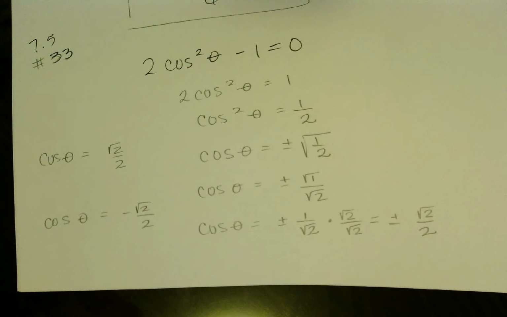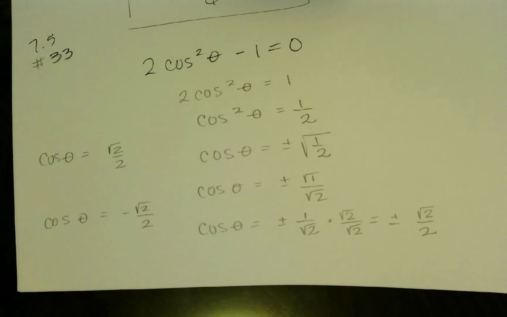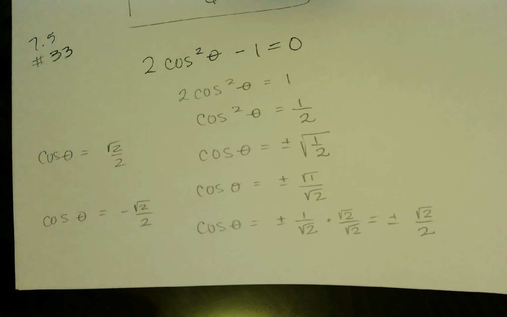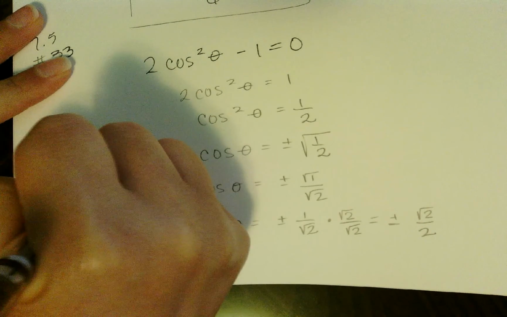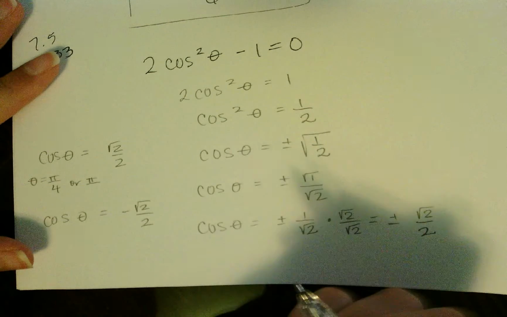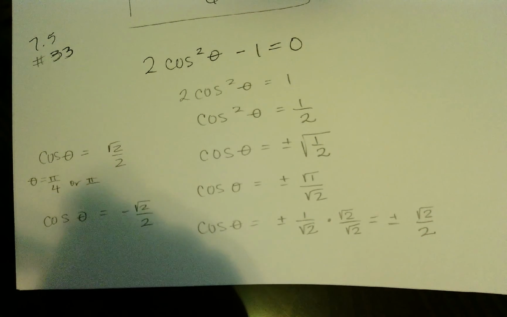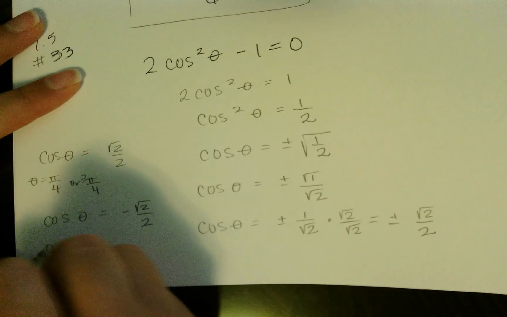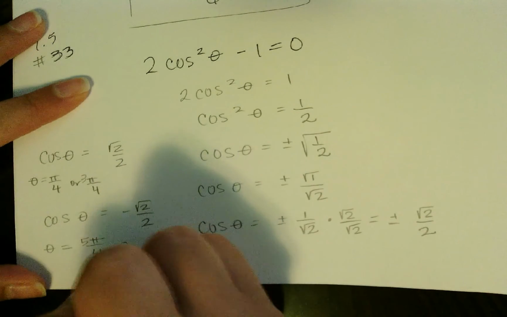So this one's always tricky because people don't recognize that that can be rationalized, and it is famous. So where is cosine of theta equal to square root of 2 over 2? Pi over 4 and 7 pi over 4. The positive one has 2 and the negative one has 2, so don't forget that. 3 pi over 4? Yep, 3 pi over 4. And then theta equals, for the negatives, 5 pi over 4 and 7 pi over 4.